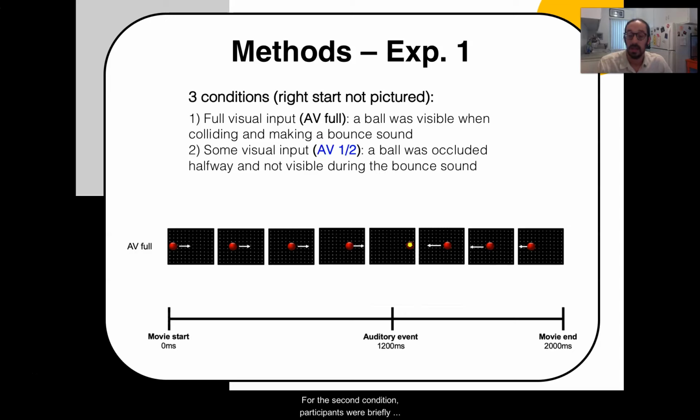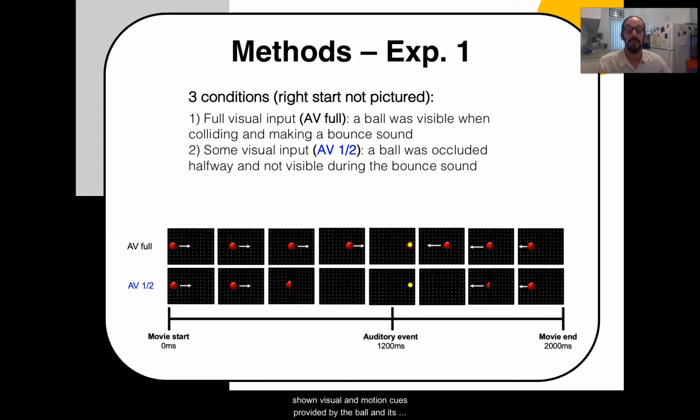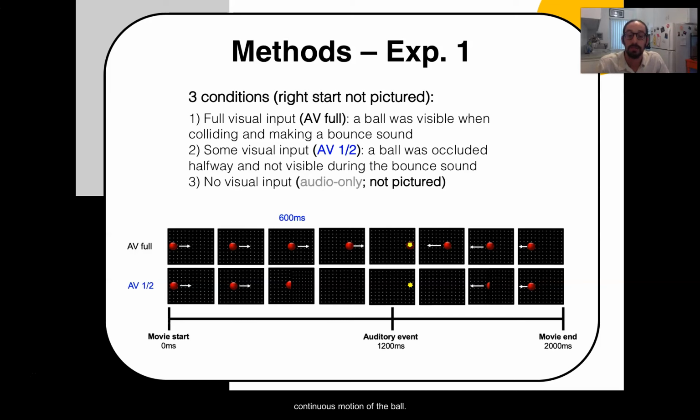For the second condition, participants were briefly shown visual and motion cues provided by the ball in its motion, but the ball moved behind an invisible slit in the display when it approached the halfway point at approximately 600 milliseconds. By the time the ball reached the opposite boundary, it was invisible, but a bounce sound occurred during expected contact. The invisible ball then reversed, moving back to its origin, and reappeared before the stimuli terminated. Lastly, we provided an audio-only condition which contained a bounce sound but no continuous motion of the ball.